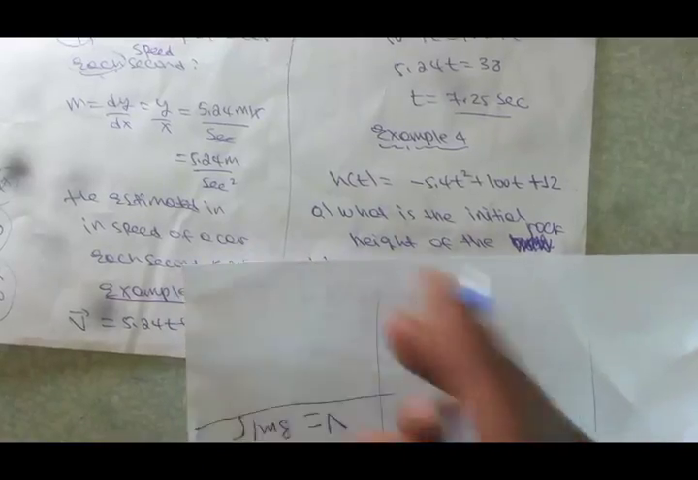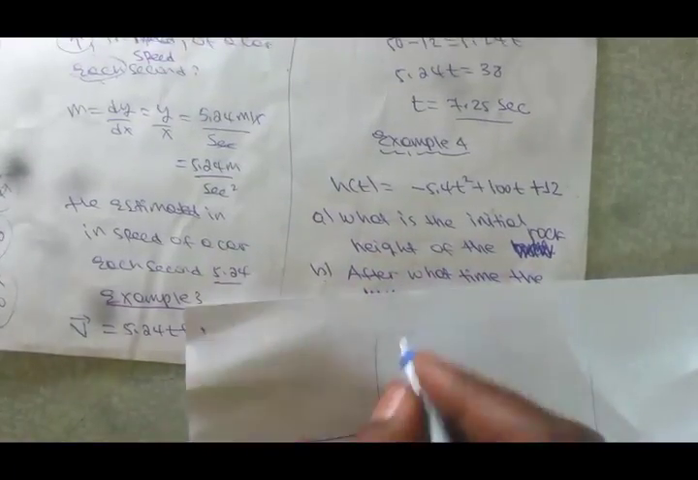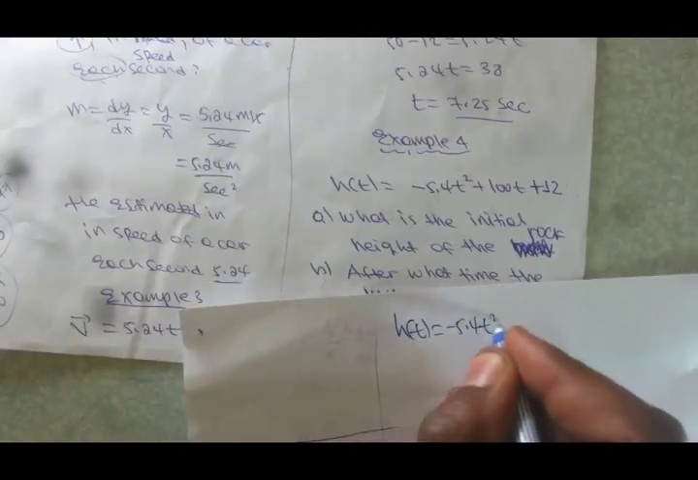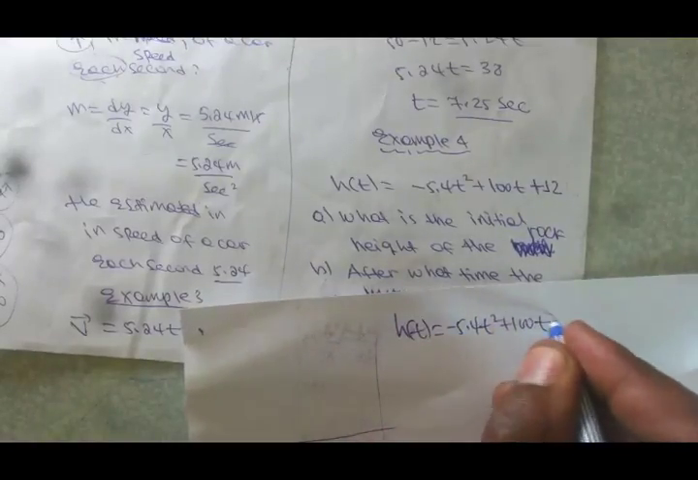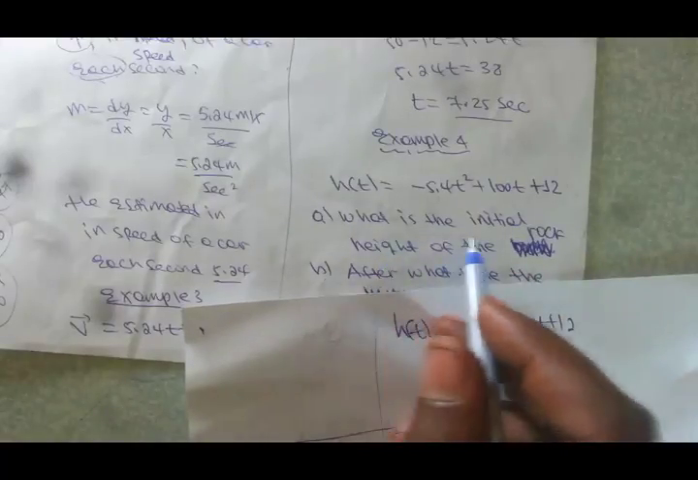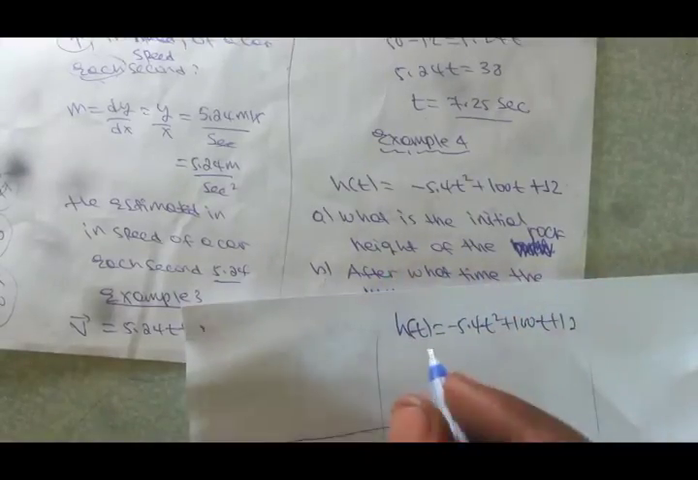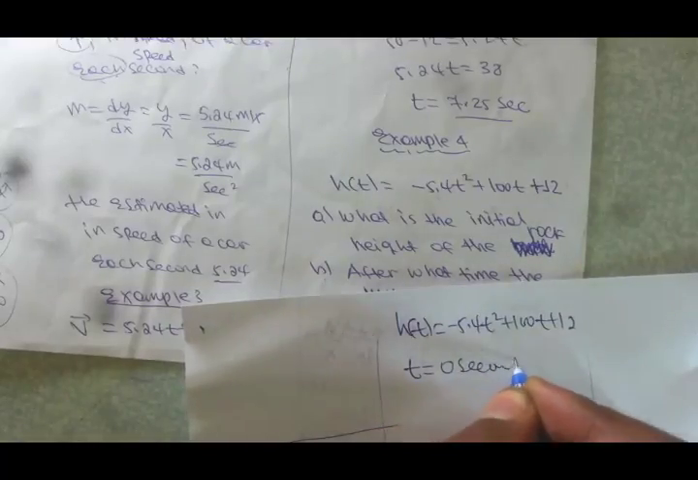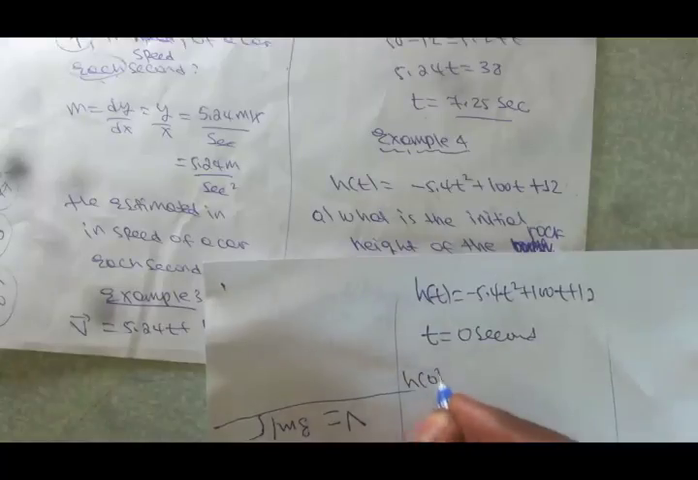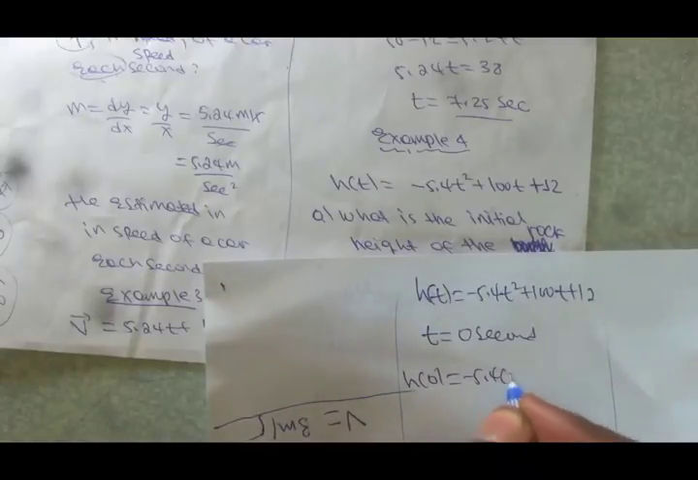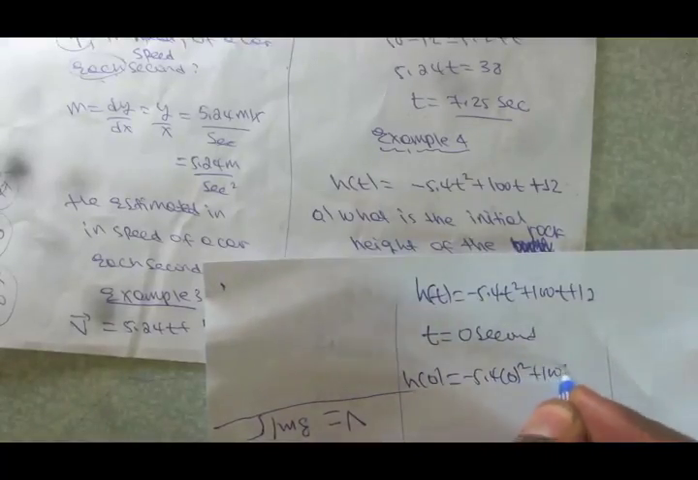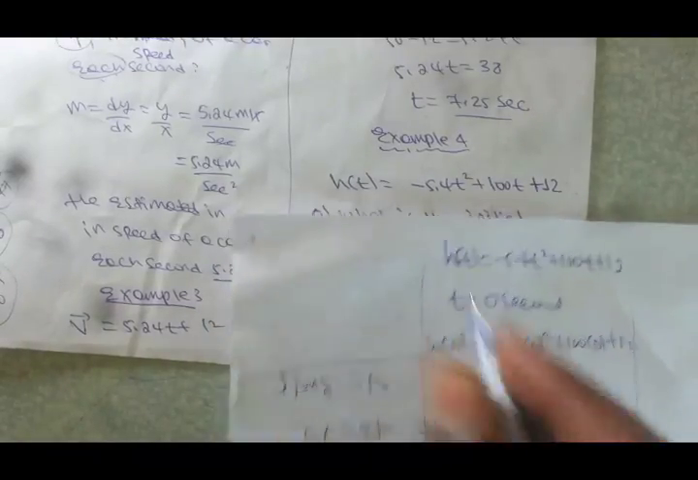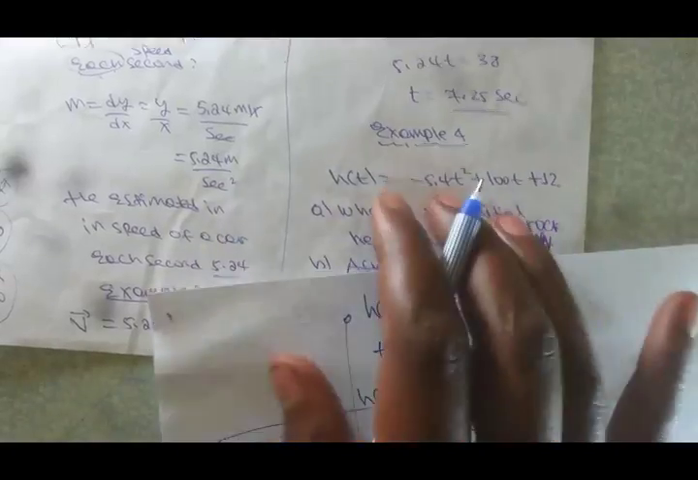And example 4 is given by h of t equals minus 5.4t squared plus 100t plus 12. We are asked what is the initial height of the rock. Initial height means when the value of t is equal to 0 seconds. That means h of 0 is equal to minus 5.4 times 0 squared plus 100 times 0 plus 12. This is equal to 12 meters. So this is the initial height of the ball.